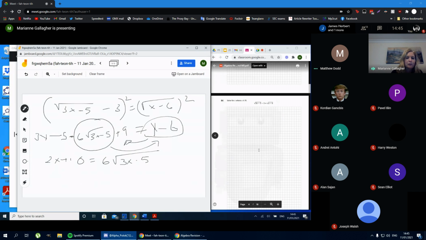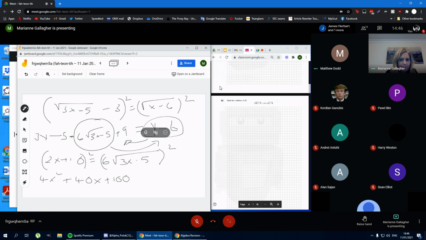And then you have to square it all over again. So you take this side, square it, and this side, square it. Okay? So if I square 2x, you've got 2 squared is 4, x squared is x squared. 2 times the first by the last is 2 by 10 is 20, 2 by that is 40x, and 10 squared is 100. Is that okay with everyone?